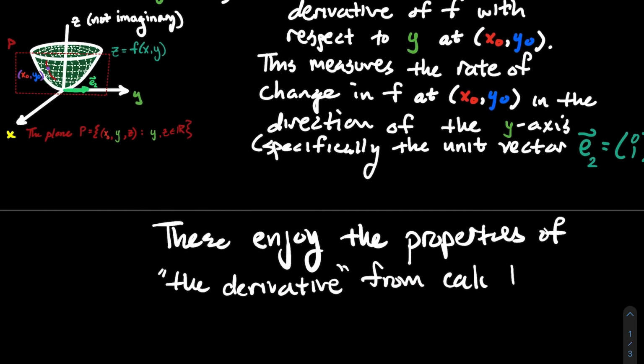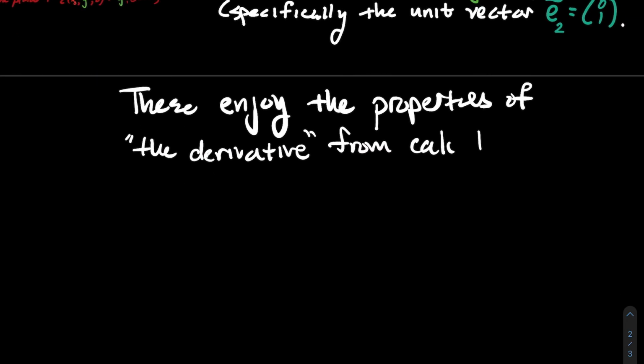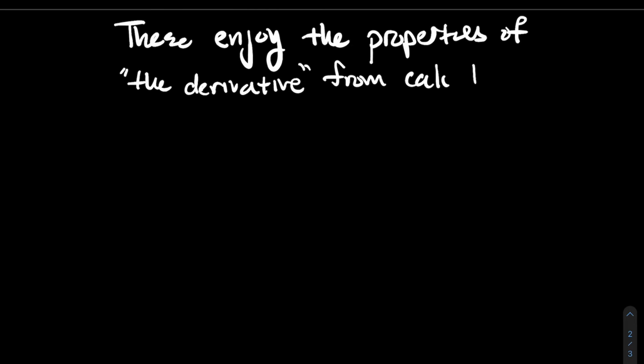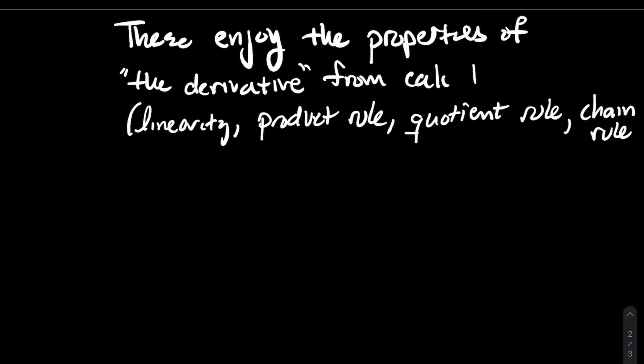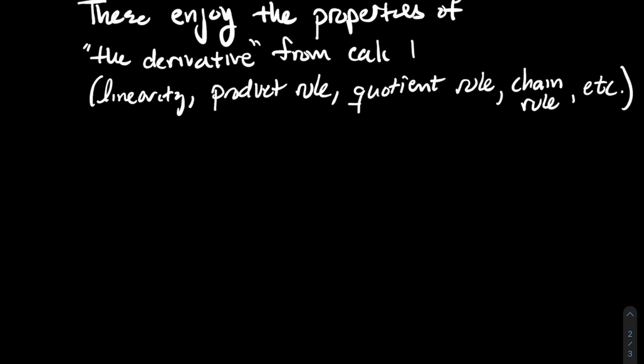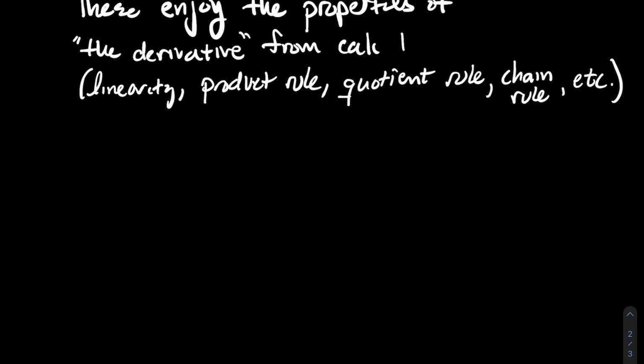Okay, so what can we say about partial derivatives from Calculus 3? Well, they enjoy a lot of the properties that the derivative from Calculus 1 enjoyed. Specifically, I mean that you get linearity. You can take sums, differences, and constant multiples, and the derivative plays nice with those. You still have a product rule that works the same way, quotient rule, chain rule, all that good stuff.